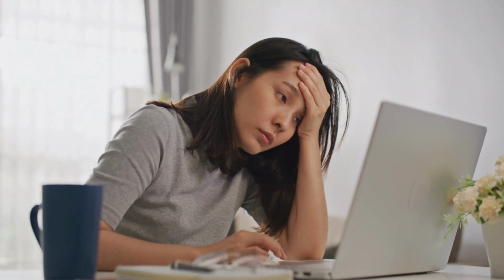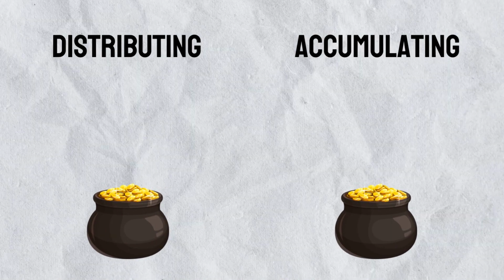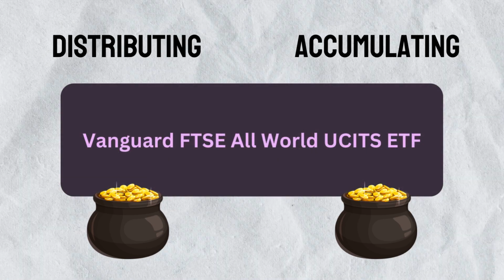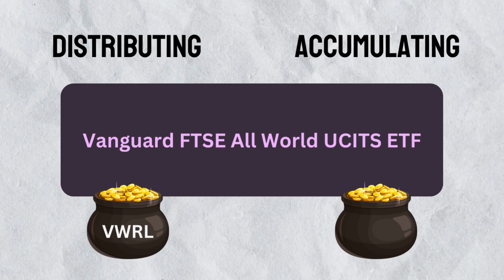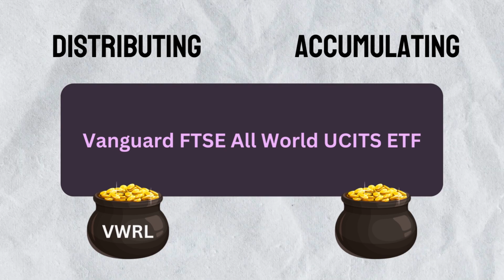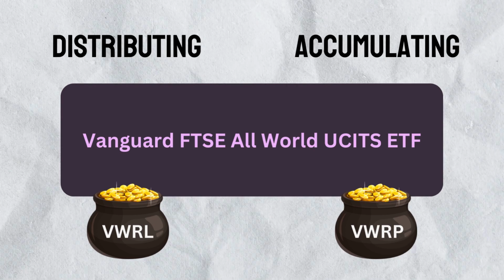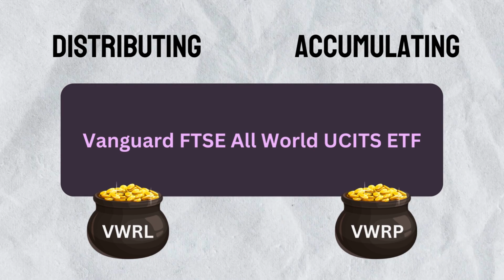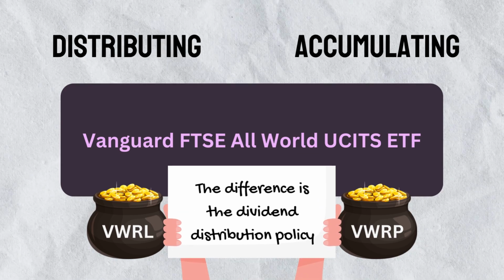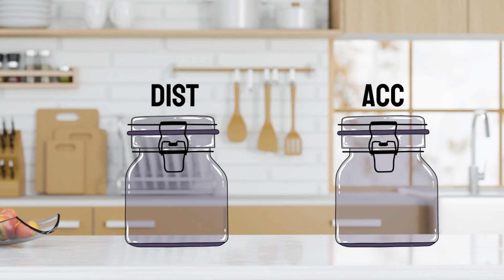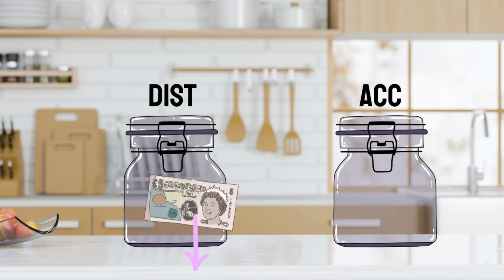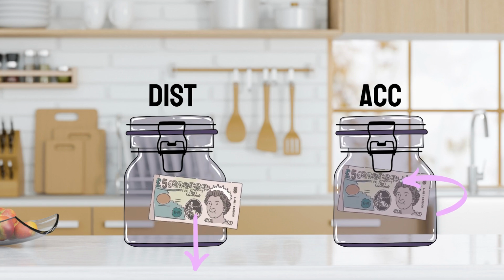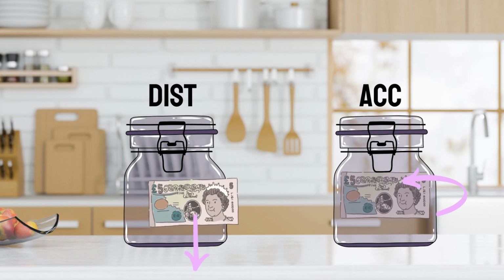You can find a lot of funds with both distributing and accumulating share classes. One example is the really popular Vanguard FTSE All-World UCITS ETF with the symbol VWRL, and that's the income or the distributing version. There's also VWRP, which is the accumulating version of that fund. So what's the difference? Basically, it's how they distribute dividends. When the fund pays a dividend, the Dist version will pay out that dividend to you as cash, which you can then do whatever you like with.